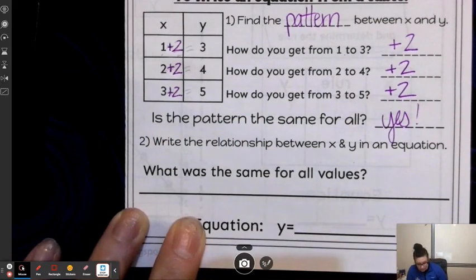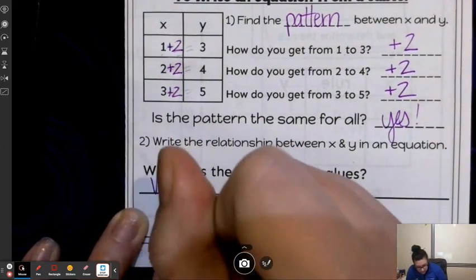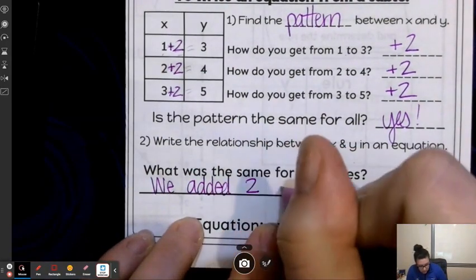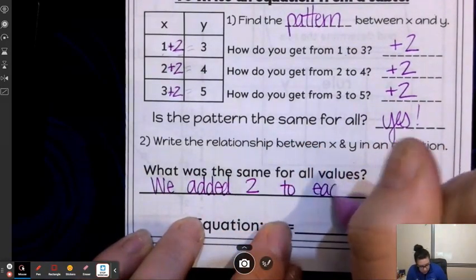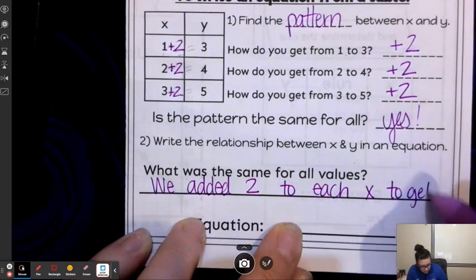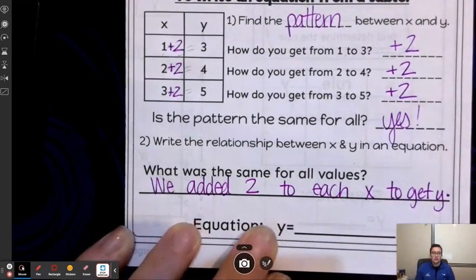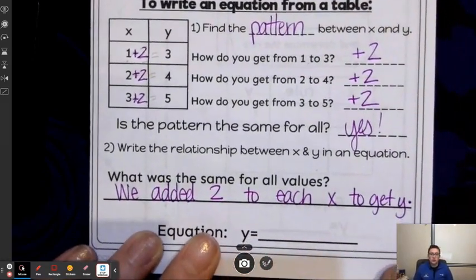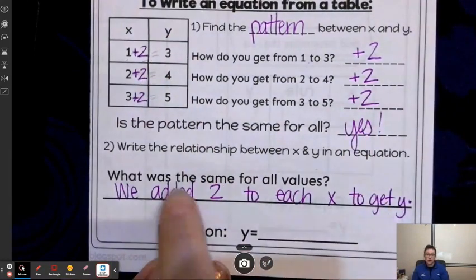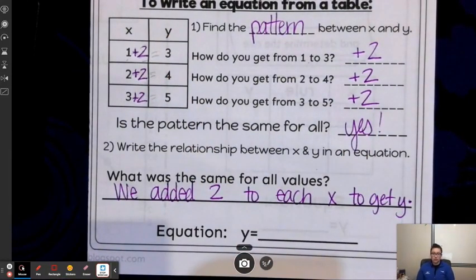We're going to write a full sentence. We added 2 to each x to get y. Go ahead, pause the video so that we can get those plus 2's filled out and we can get that sentence written down. We added 2 to each x to get y. Go ahead, pause that video for a quick minute.